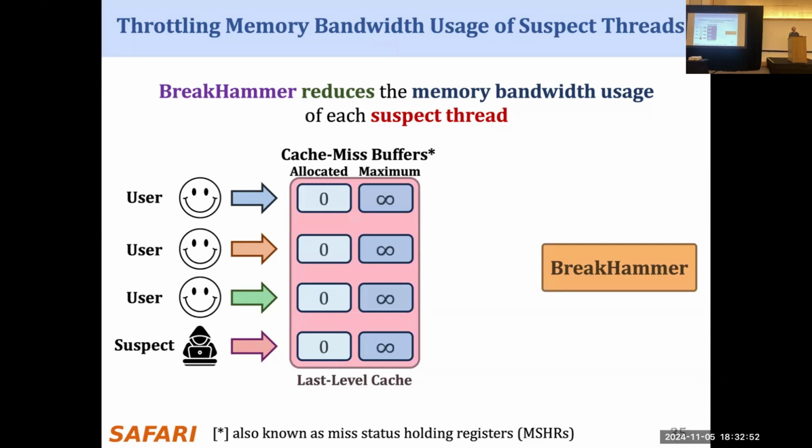As the system executes and threads start making memory requests, they start using these cache miss buffers. When BreakHammer identifies a thread as suspect, it limits the number of cache miss buffers the thread can allocate. If a thread reaches its allocation limit, the thread can no longer make new memory requests and must wait for its earlier requests to be resolved.